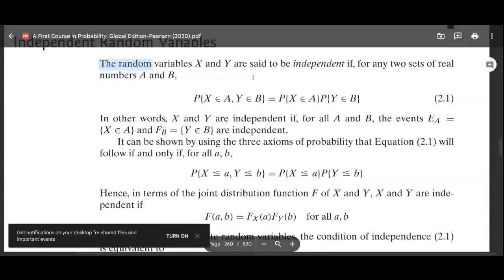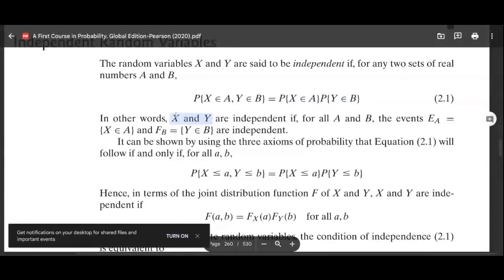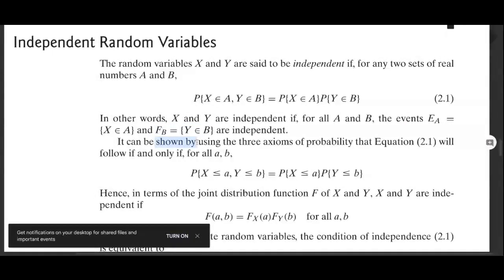The random variables X and Y are said to be independent if for any 2 sets of real numbers A and B, the probability of X in A, Y in B is a little bit different from before, right? Before we talked about 2 events. This looks like the intersection of 2 events. The probability is the multiplication of those 2 probabilities. So this is for these 2 independent. In other words, X and Y are independent if for all A and B, the events, the random variable in set A and in set B, are independent.